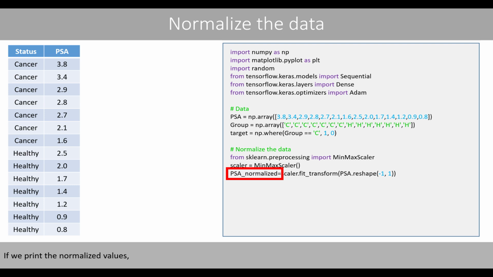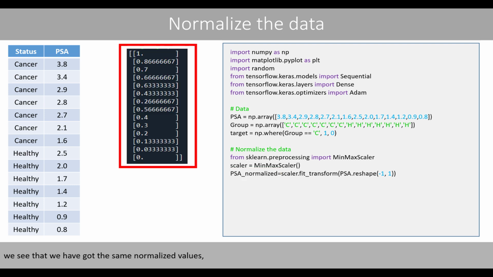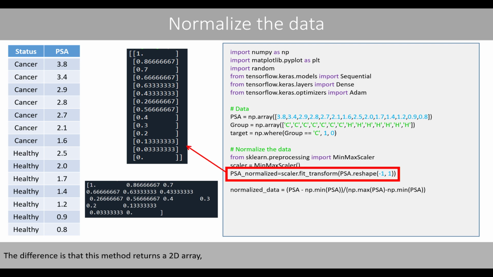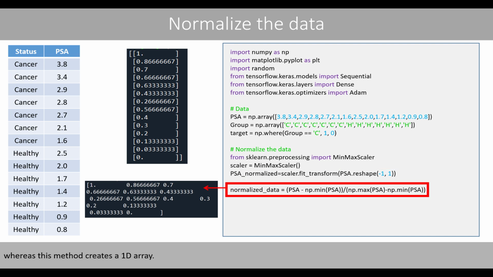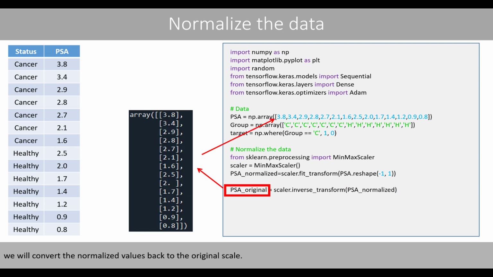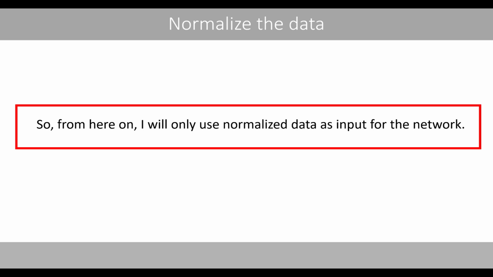If we print the normalized values, we see that we have got the same normalized values as the ones we previously computed manually. The difference is that this method returns a two-dimensional array, whereas this method creates a one-dimensional array. If we use the following method, we will convert the normalized values back to the original scale. So, from here on, I will only use normalized data as input for the network.